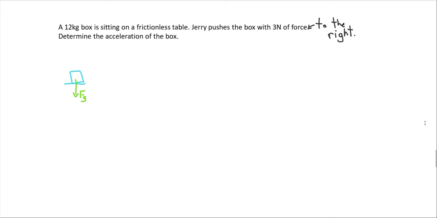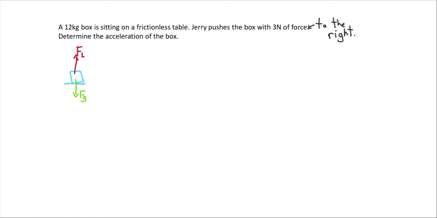Now, the box is on a table, it's sitting on a surface, and if it's sitting on a surface, that means there's got to be some normal force keeping it from breaking through that surface. So there's our normal force. Sorry for the bad drawing there. Oh boy, that was really bad. Much better. Well, not much better, just a little bit better.